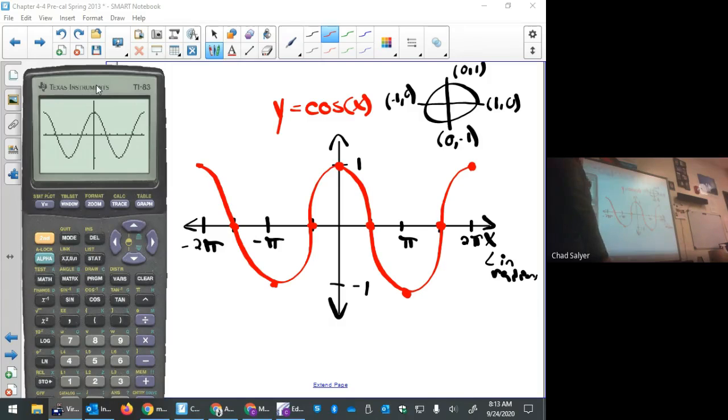Okay, so this tells you how the cosine works. The x-axis is the angle that we're inputting.